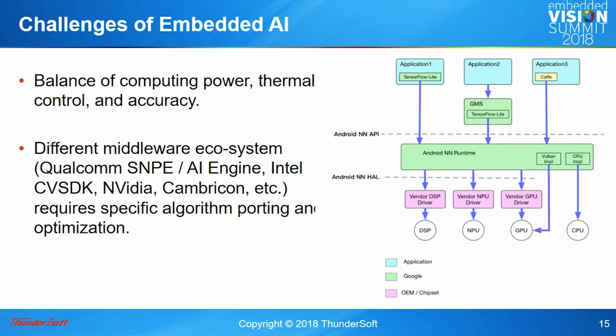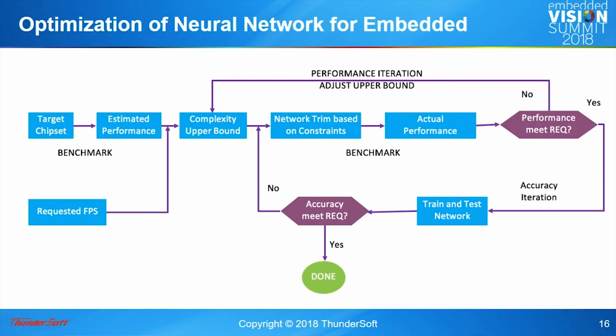But their accuracy will be another issue you have to balance. And another issue would be the ecosystem. Every chipset vendor has their ecosystem, whether it's Qualcomm, MediaTek, Intel, NVIDIA, or any other AI acceleration chipset, DSP, or FPGA. Everybody has their AI middleware. So as a vendor, you have to port your algorithms onto specific AI middleware. It's a different small ecosystem.